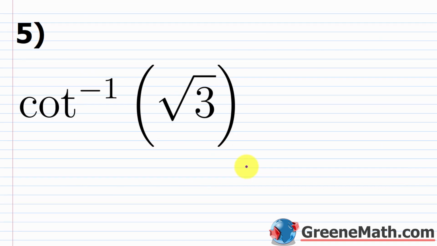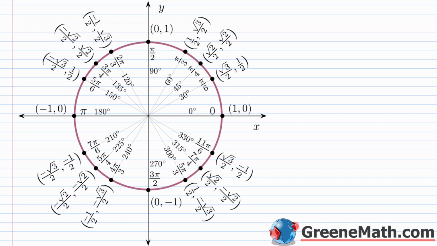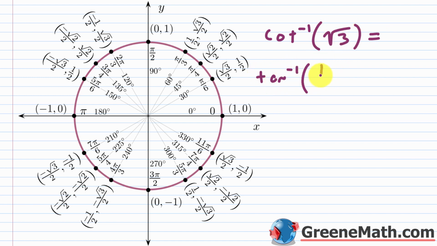All right, let's take a look at problem 5. So here we have the inverse cotangent of the square root of 3. For this one, because the argument is positive, let me write this out. The inverse cotangent of the square root of 3, you can just key this into your calculator by saying the inverse tangent of, you're going to take the reciprocal of this, so 1 over the square root of 3. Of course, if you want to rationalize the denominator, you can.